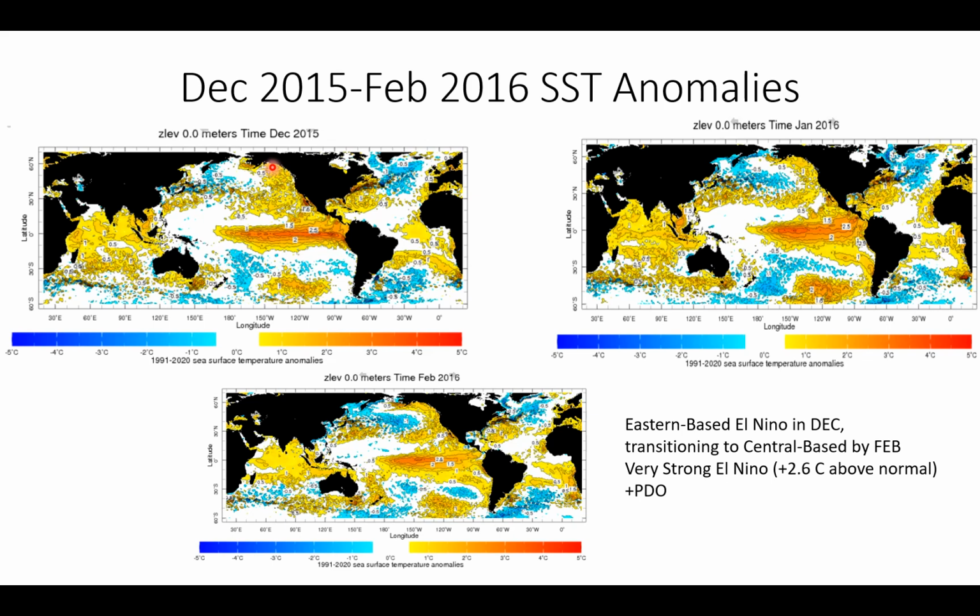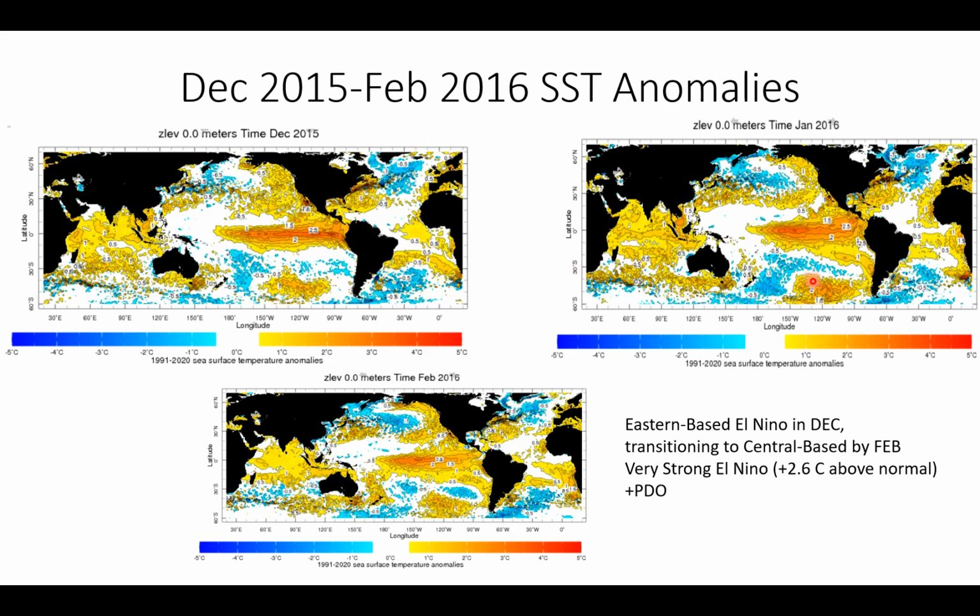You see the above normal water temperatures along the west coast of Canada, down off the west coast of North America, and the United States in particular. And we had above normal waters actually this time in December 2015 in the Gulf of Mexico, right up the east coast of the United States.